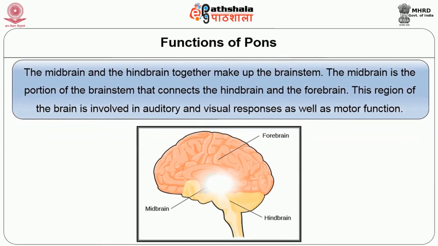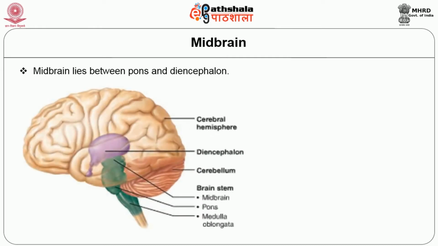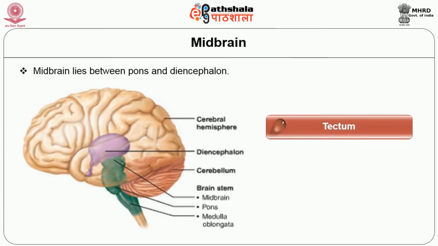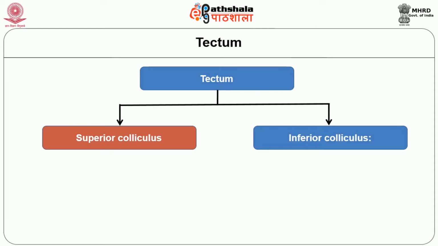The midbrain and the hindbrain together make up the brainstem. The midbrain is the portion of the brainstem that connects the hindbrain and the forebrain. This region of the brain is involved in auditory and visual responses as well as motor function. The midbrain, which lies between the pons and diencephalon, again consists of two parts. One is the tectum and the second one is the cerebral peduncles. The tectum is again formed by two structures.